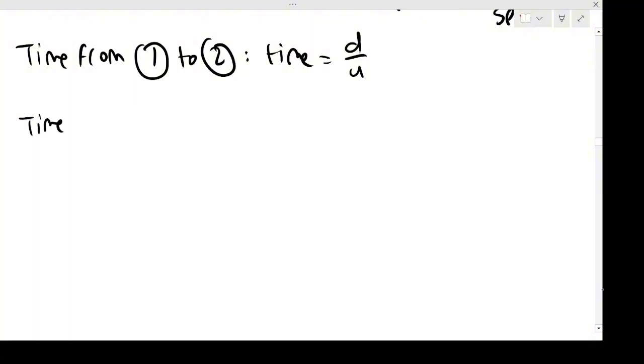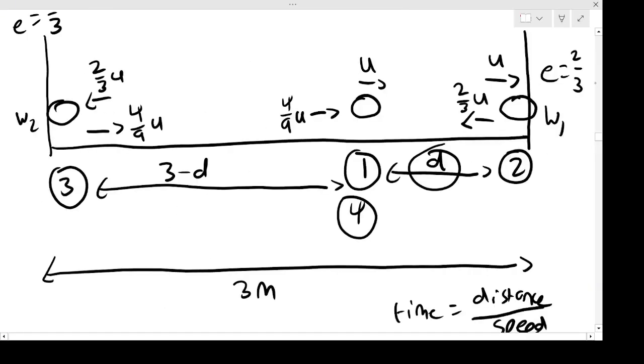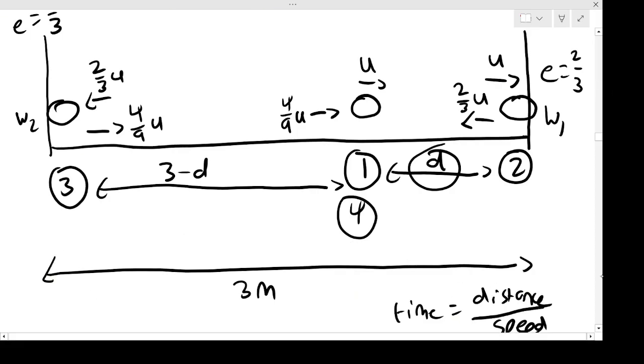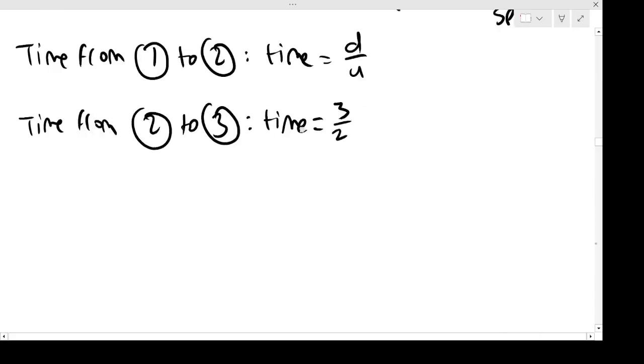Then the time from point 2 to point 3. Well, again, time is distance over speed. Well, from point 2 to point 3 is the whole 3 meters here, right? So it's going to be distance of 3, and the speed, well, it leaves the wall with 2/3 u. So the speed is now 2/3 u from wall 1 to wall 2, okay? And there we are. Now, actually, we can simplify this. It looks quite ugly, right? A fraction in a fraction. If you're struggling with this, we can say this is 3 divided by 2u over 3.